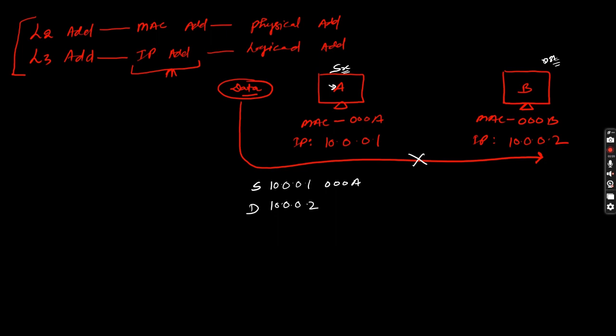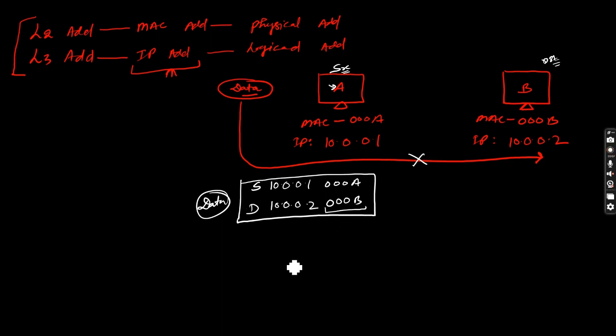Let's say you go to PC A and give the ping command, ping 10.0.0.2. In that case, you are giving 10.0.0.2 because you know the IP address, but you do not know the MAC address. So what you will have to do is bring that particular MAC address here. Then only you will be able to transport your data. You need to bring 000B into this particular field. Then only this packet will be able to reach the proper destination along with your actual data.